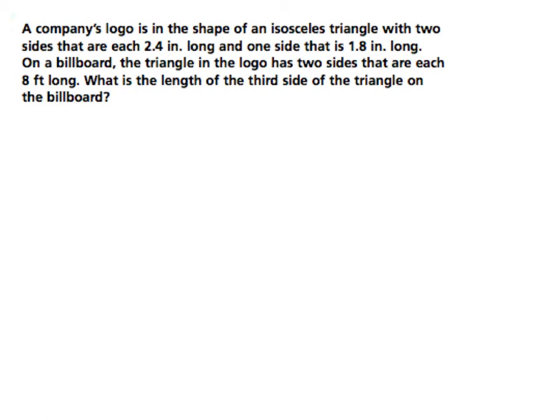Let's try another one. It says a company's logo is in the shape of an isosceles triangle with two sides that are each 2.4 inches long and one side that is 1.8 inches long. At a billboard, the triangle in the logo has two sides that are each 8 feet long. What is the length of the third side of the triangle on the billboard? So again, I'm going to start by drawing a picture. It's an isosceles, so it says two sides are 2.4 inches long. So I know that both of these sides are 2.4 inches, and one side is 1.8 inches.